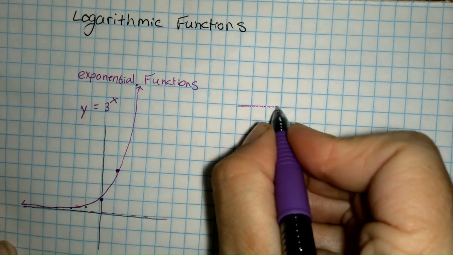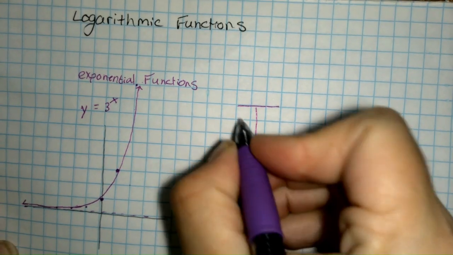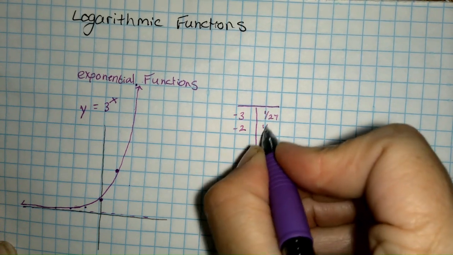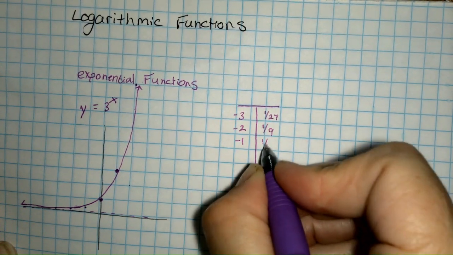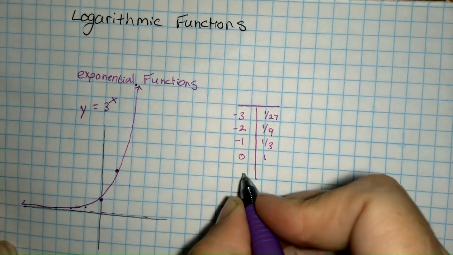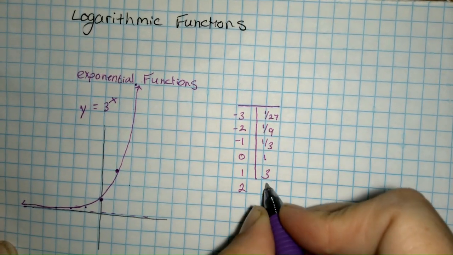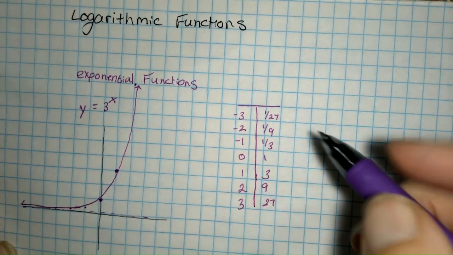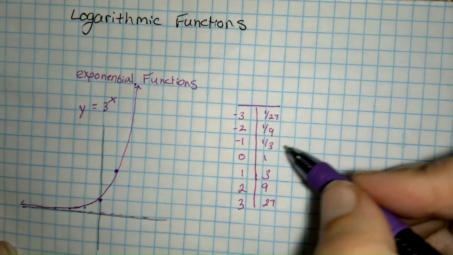And again, I'll just go ahead and put those ordered pairs out here. Negative 3 was 1/27th. Negative 2 was 1/9. Negative 1 is 1/3. 0 is 1. 1 is 3. 2 is 9. 3 is 27. And if you look at our y values, you can see that we're multiplying by 3 each time.